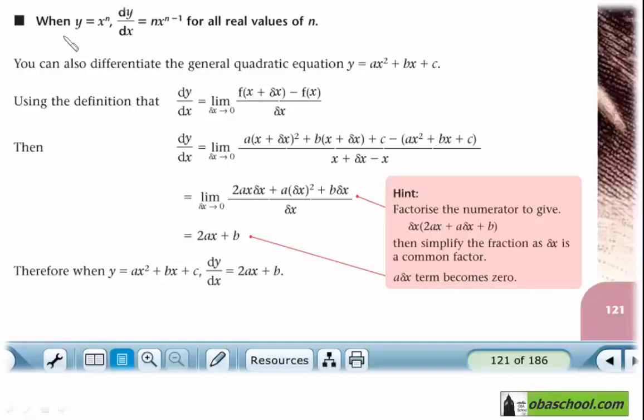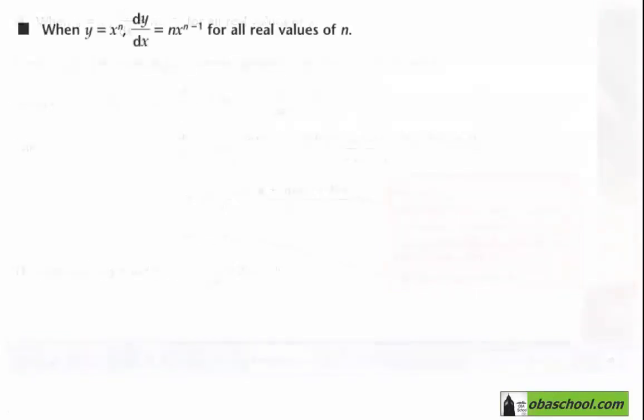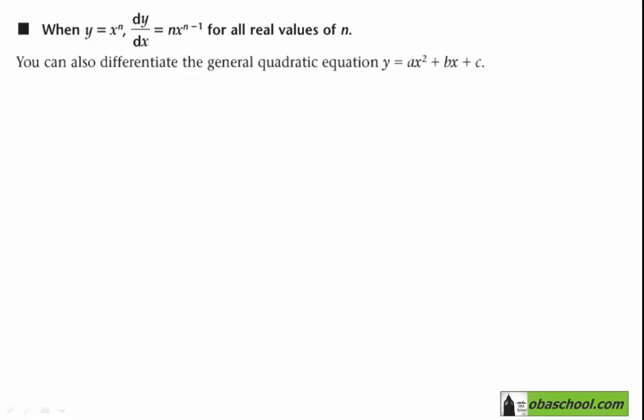In page 121, we have more definitions that we can use to find dy by dx. When y equals x to the power n, then dy by dx equals n multiplied by x to the power n minus 1, for all real values of n. We said previously, when f of x equals x to the power n, then the derived form is n multiplied by x to the power n minus 1.